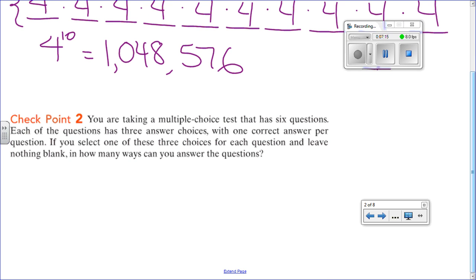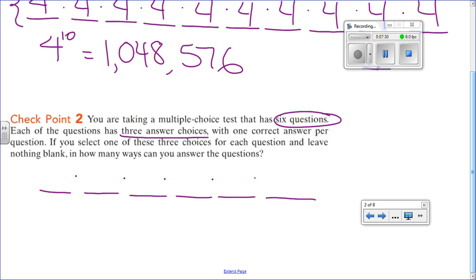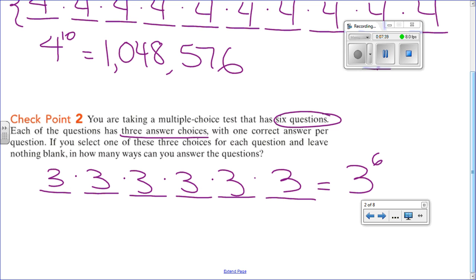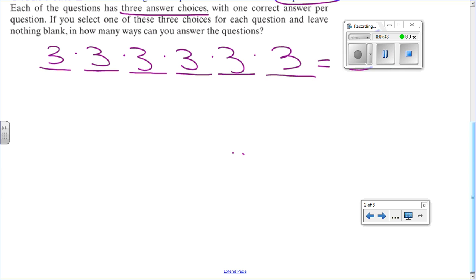All right, now our next test: 6 questions, and they have 3 answer choices. So it's going to be 1, 2, 3, 4, 5, and 6, and then we have 3 choices per question. So it's going to be 3 to the power 6. See that? What did I tell you? That's why I like to expand it, because if it was 6 to the power 3, you're talking about only 3 questions with 6 options.